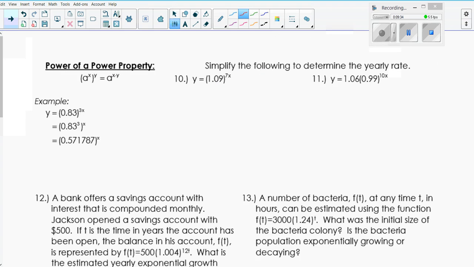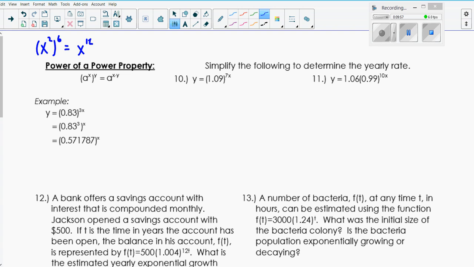Okay, so now we're going to talk about how exponential functions can be a little bit deceiving. Okay, so think about this. I want you to write down x to the second raised to the 6th power. Okay, we just talked about that on the front. We would multiply those together, and that would be x to the 12th power.